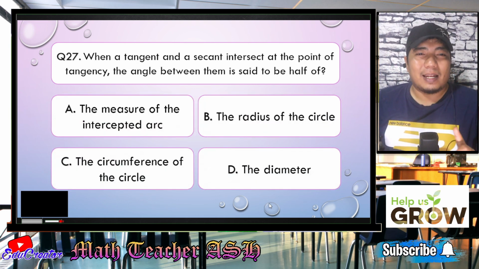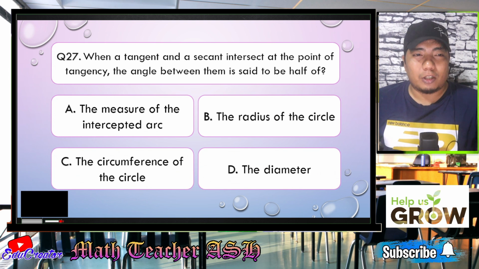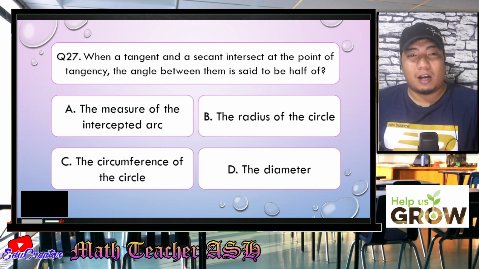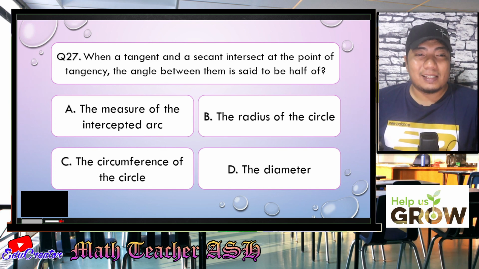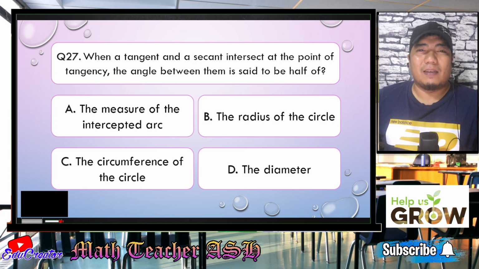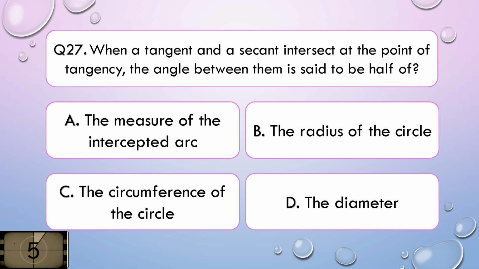Alright, now let us go to question number 27. When a tangent and a secant intersect at the point of tangency, the angle between them is said to be half of, is it A, the measure of the intercepted arc, B, the radius of the circle, C, the circumference of the circle, or D, the diameter? I'll give you 5 seconds to think about your answer.